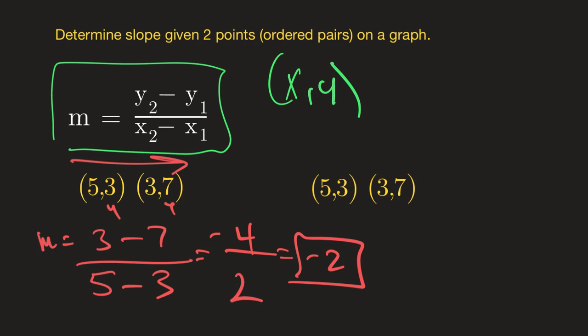Okay? If you write it negative 2 over 1, that's fine. Fractions are pretty good with slope because slope is rise over run. If you've got a top number and a bottom number, it works really well.